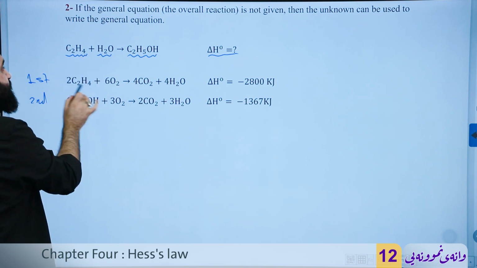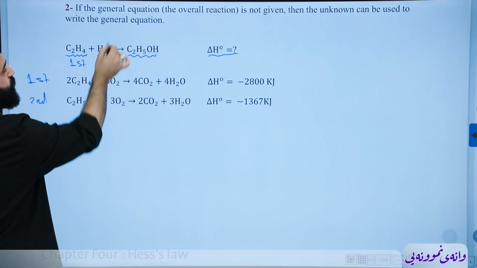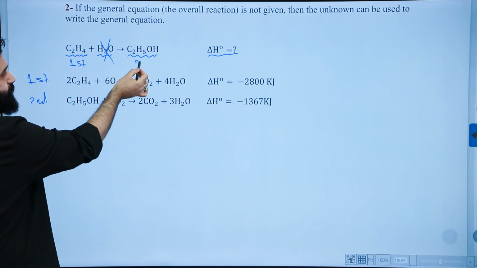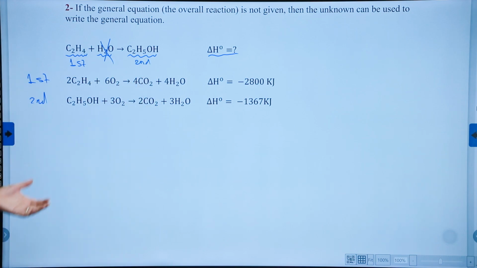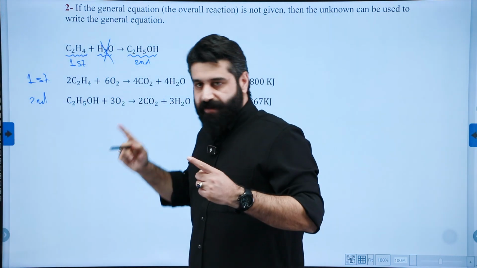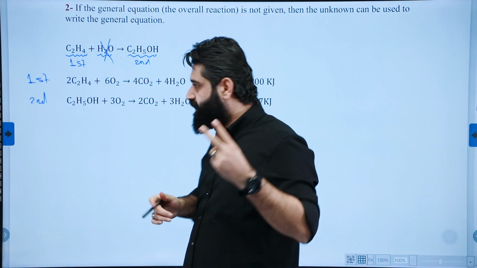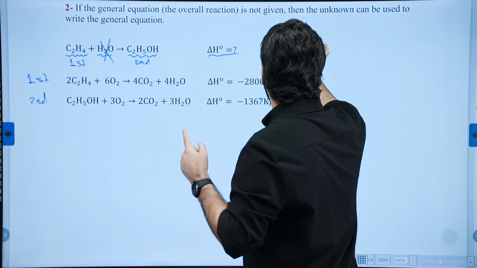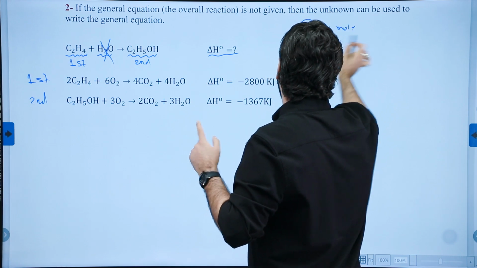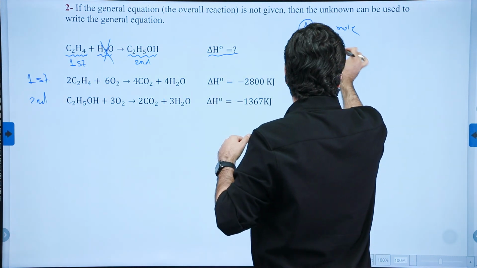C2H4, it's in the first step. H2O, it's in both. We don't need this. C2H5OH, it's in the second step. Great. Then, try to compare two things, a substance in the overall with the steps, according to two things. The first one, try to compare number of moles. And then, second step, try to compare position.